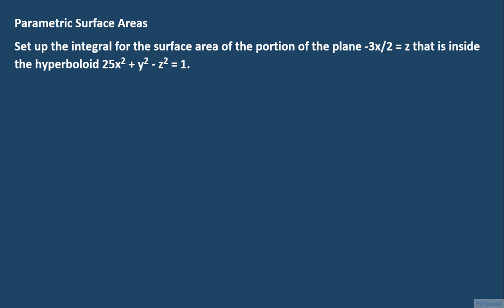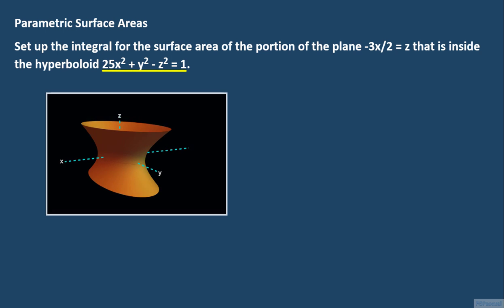In this lecture, we will set up the double integral for the surface area of the portion of the plane -3x/2 = z that is inside the hyperboloid 25x² + y² - z² = 1. The hyperboloid 25x² + y² - z² = 1 is a hyperboloid of one sheet. When we intersect this hyperboloid with planes that are parallel to the xy plane, that is, for each fixed value of z, the level curves of the hyperboloid turn out to be ellipses.